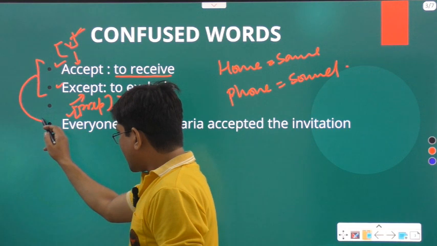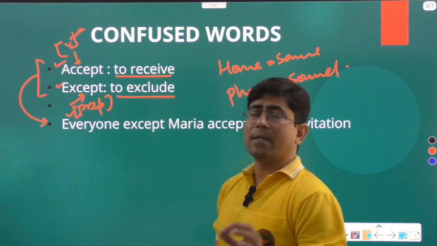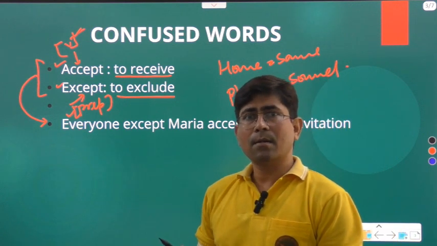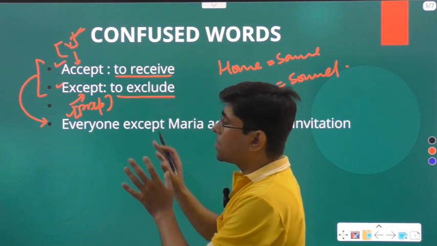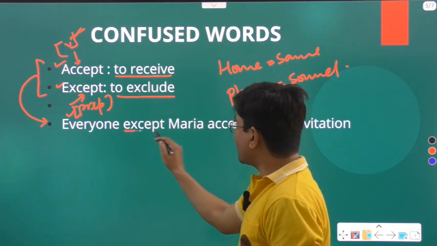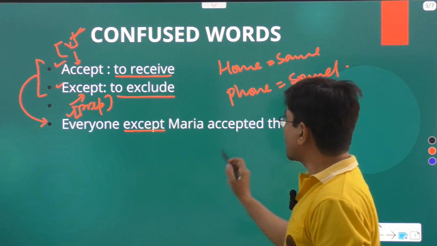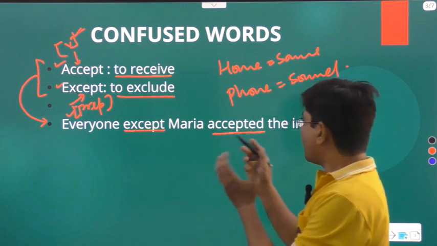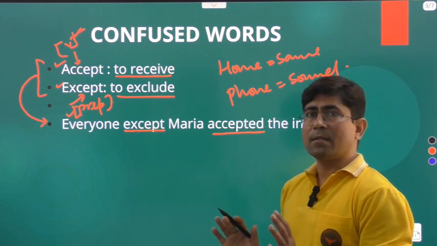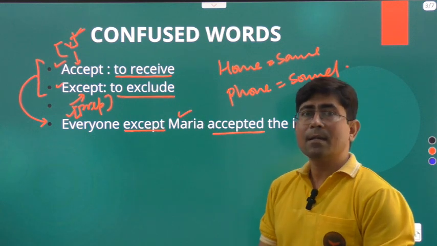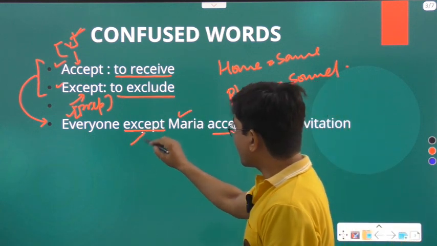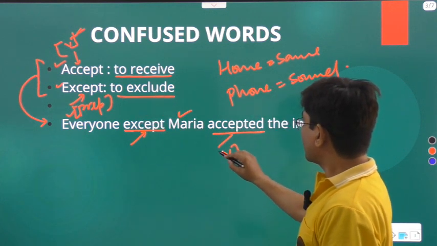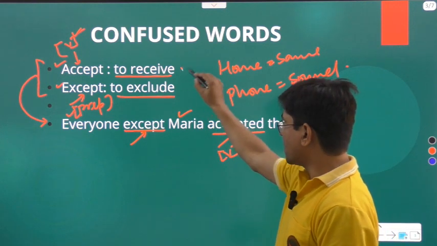So if the learners are only learning the meaning of these two words, they will definitely get confused when they use them in sentences. So try to use these two words in your sentences. Like, everyone except Maria accepted the invitation. Except means to exclude. Excluding Maria, everyone accepted the invitation. It's only Maria who did not accept the invitation. So except means to exclude. And this one, accept, used as a verb, means to receive.